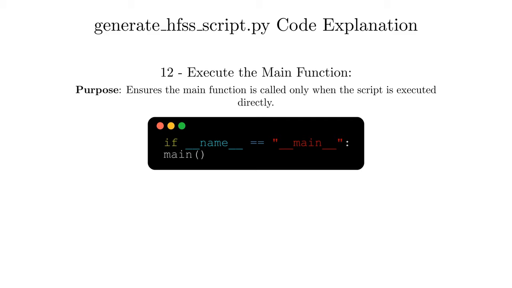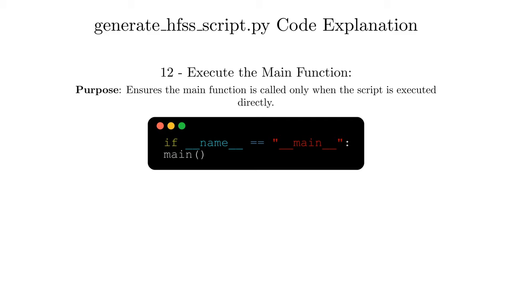Guidelines for running the script in HFSS. Ensure HFSS is installed; the script interacts directly with HFSS, so the software must be installed and configured. Verify project and design names: ensure that Project1 and HFSSDesign1 match your project and design names in HFSS. Check file paths: confirm that the file path is correct and accessible.